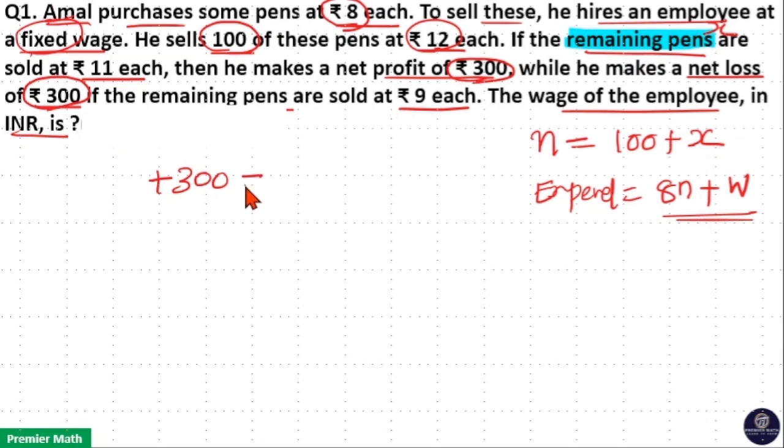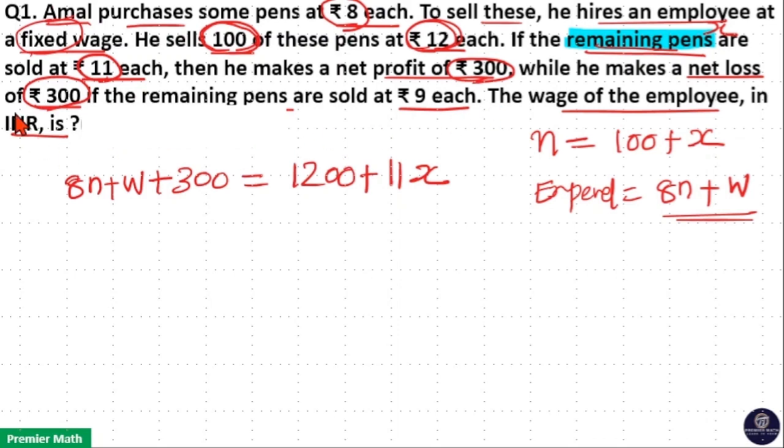So, he gets a profit of 300 when he sells 100 of these pens at rupees 12 each. That is 1200 plus the remaining pens, remaining pens is x, at rupees 11 each, that is 11x. So 1200 plus 11x is the selling price. And when he sells at this price, he gets a profit of 300. Profit of 300 means selling price is 300 rupees greater than the expenditure. Here expenditure is equal to 8n plus fixed wage.